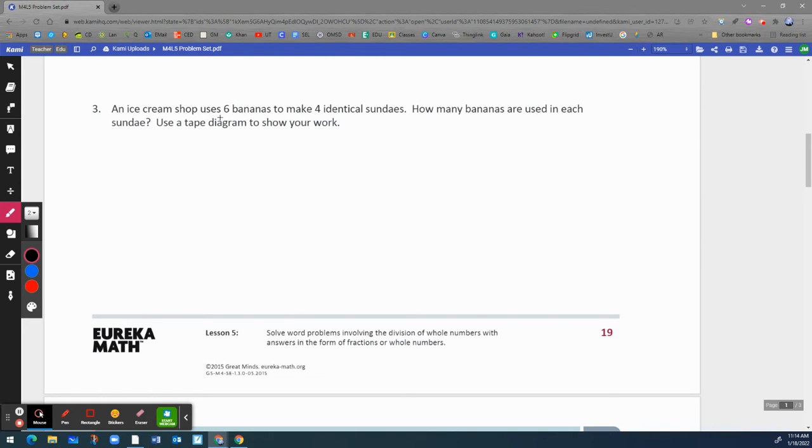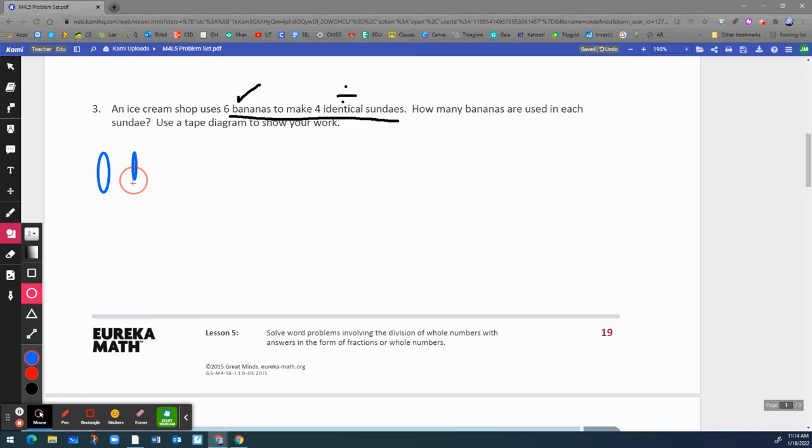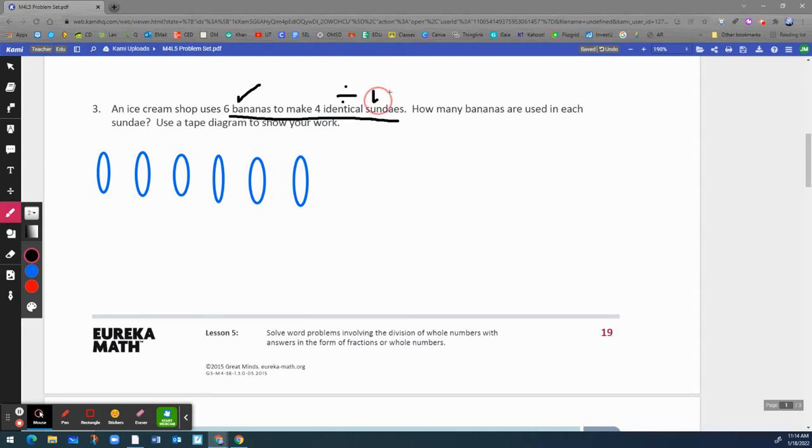An ice cream shop uses 6 bananas to make 4 identical sundaes. Now, when it says identical, think of division right away. That means each of them has to look the same. So how many bananas do we have? We have 6 bananas, and I'm going to make those bananas look like a circle. So I'm going to pretend that this is banana number one, banana number two, banana number three, banana number four, banana number five, and six. And with this, we need to make 4 identical sundaes.